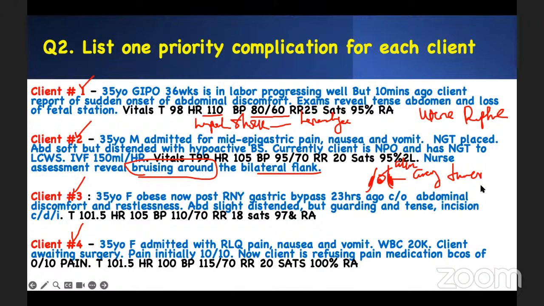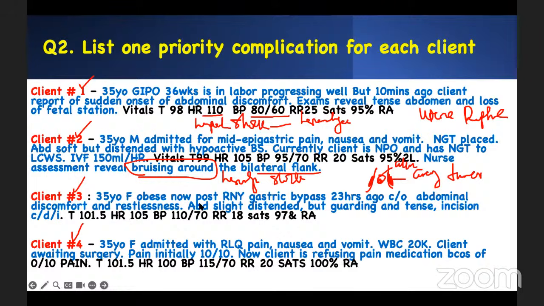This patient, what is going on with them, you already know. It's bleeding from pancreatitis. What one complication is going to happen to this patient? The same thing, hemorrhagic shock, okay, which is a form of hypovolemic shock. So that one too, the same thing, right?